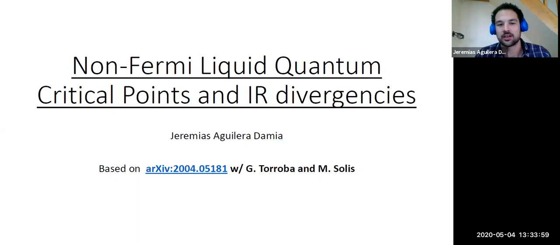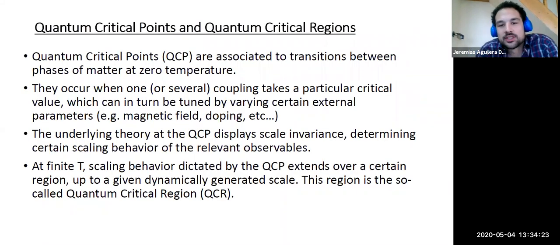In this occasion, I would like to talk to you about work we've done with Gonzalo Torroba and Mario Solis. It's been released 2 weeks ago, and it's about a particular example of a quantum critical point and a quantum critical region associated to it with displaced non-Fermi liquid behavior. So let's start with some definitions and a piece of motivation afterwards.